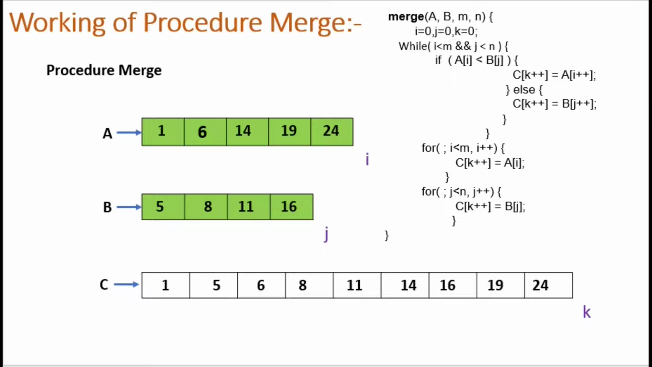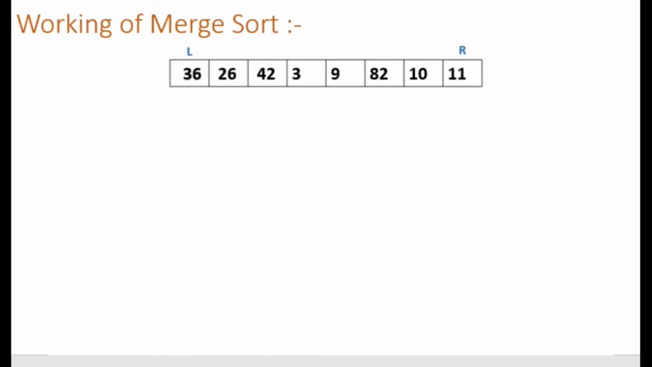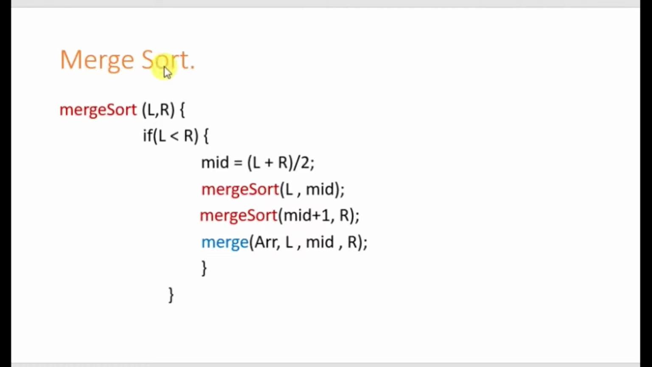So let's see how we can implement this merge procedure in our merge sort. Working of merge sort: suppose we have this unsorted array and we will perform merge sort on it. L and R are the indexes of the corresponding cells. So this is the implementation of merge sort.